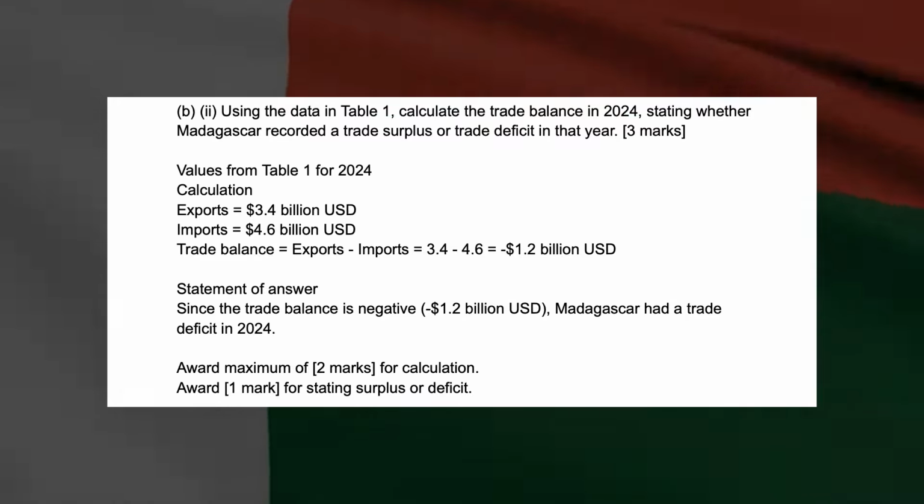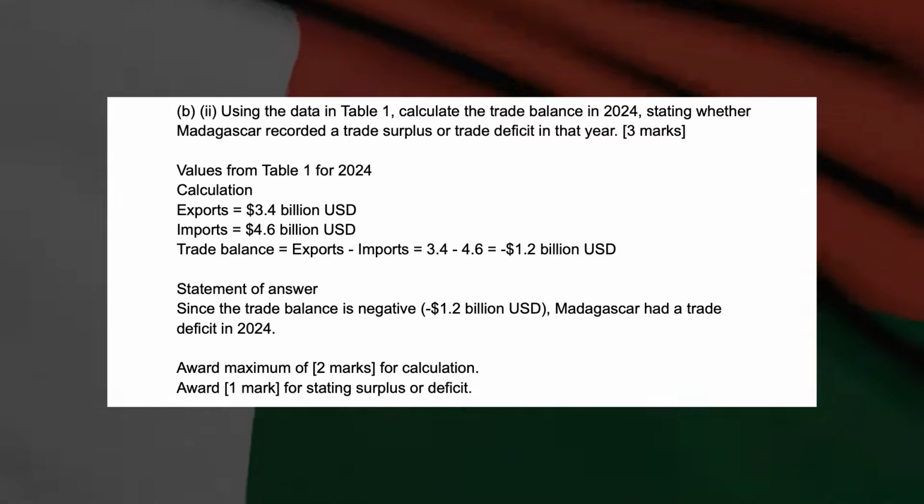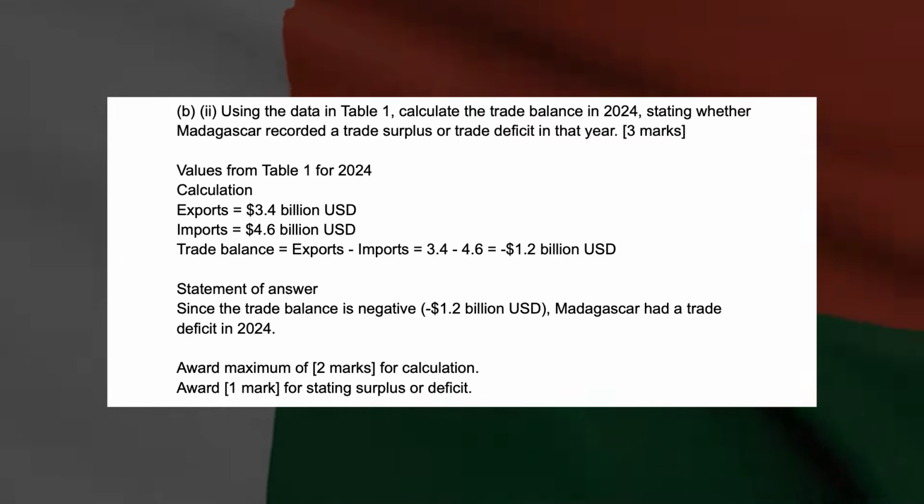Values from Table 1 for 2024. Exports equals 3.4 billion USD. Imports equals 4.6 billion USD. Trade balance equals exports minus imports equals 3.4 minus 4.6 equals minus 1.2 billion USD. Statement of answer. Since the trade balance is negative 1.2 billion USD, Madagascar had a trade deficit in 2024. Award maximum of 2 marks for calculation. Award 1 mark for stating surplus or deficit.